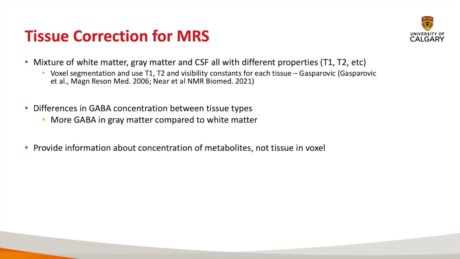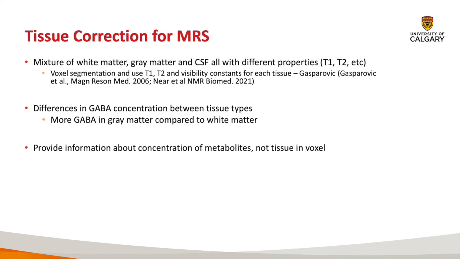There are multiple aspects of tissue correction, and in the interest of time, I'm not going to go through all of them, but we do want to correct for the differences of white matter, gray matter, and CSF with their different properties, and I'm speaking about T1, T2, and proton visibility. And so I'll direct you to the Kasparovich papers and the recent consensus paper by Near et al. in NMR in Biomedicine to see the derivations of this tissue correction.